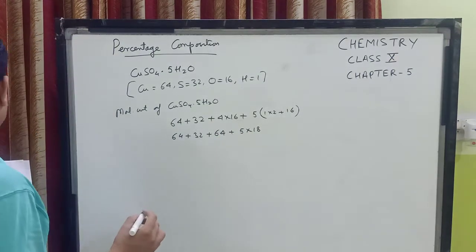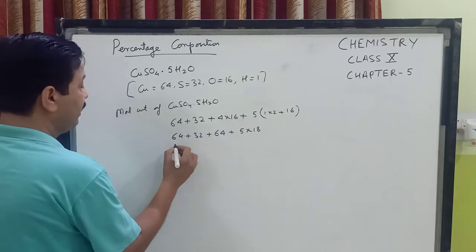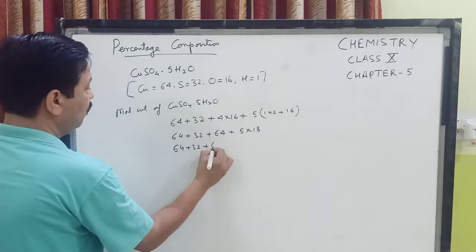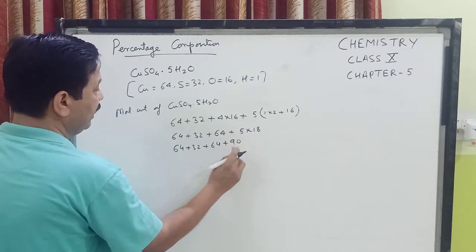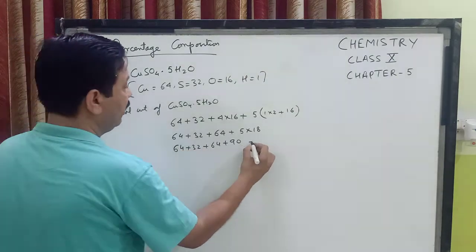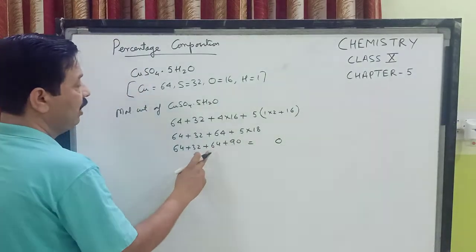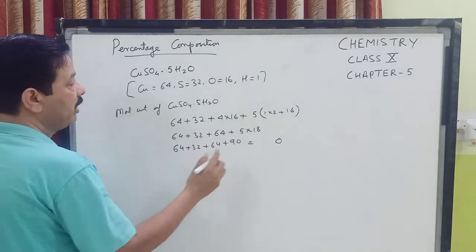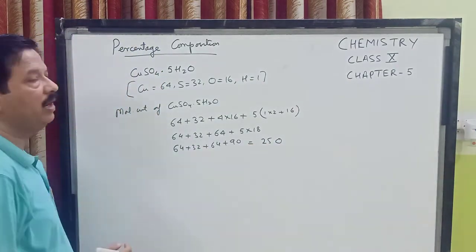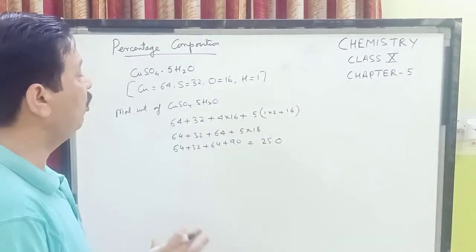And children, if you see, 5 into 18 is 90. So it comes out to be 64 plus 32 plus 64 plus 90, which totals 250. So children, this is the molecular weight or relative molecular weight of the whole molecule.